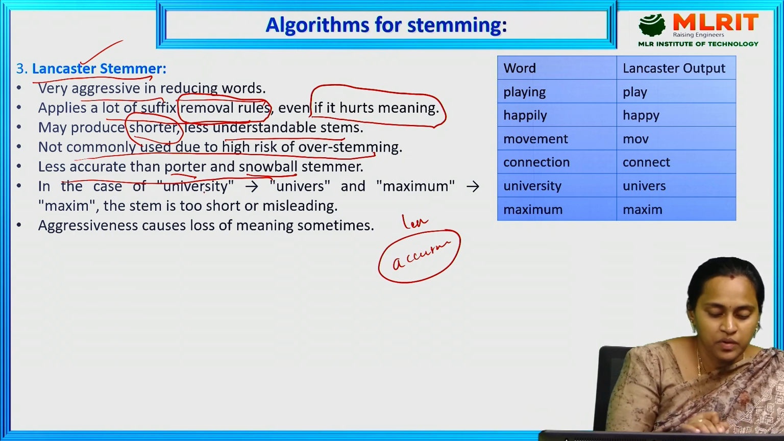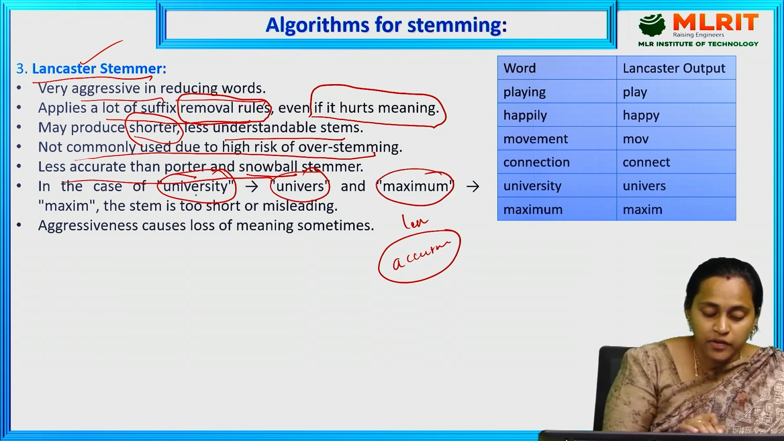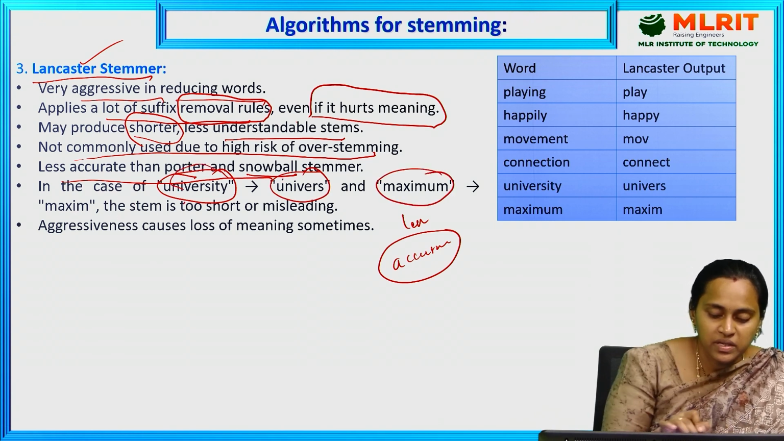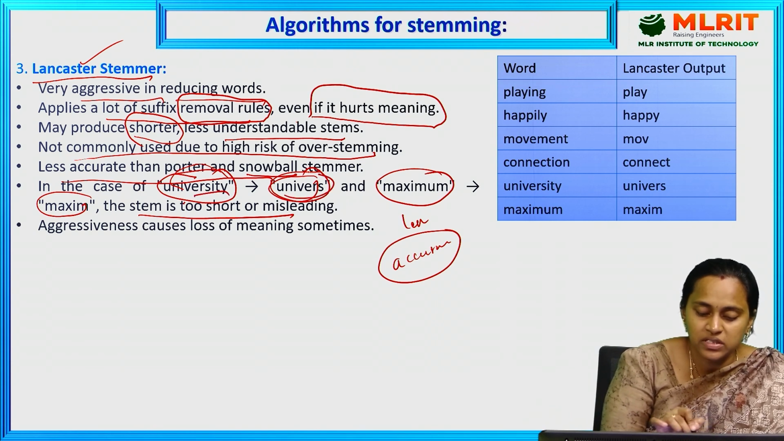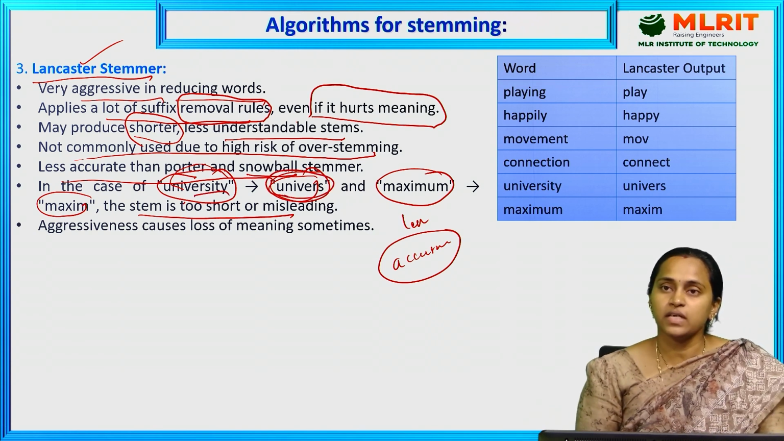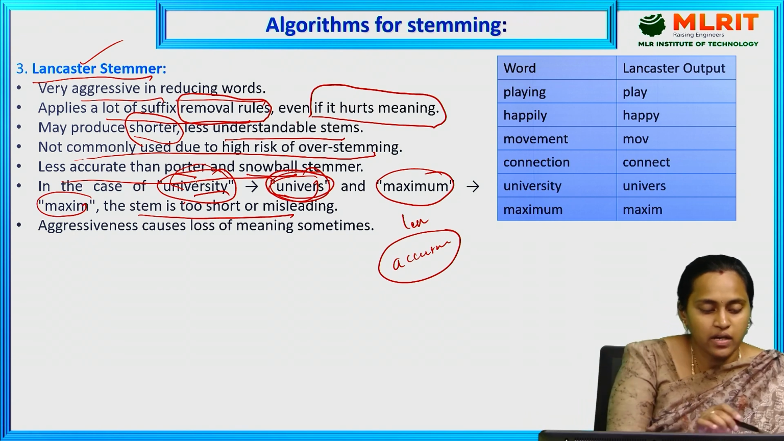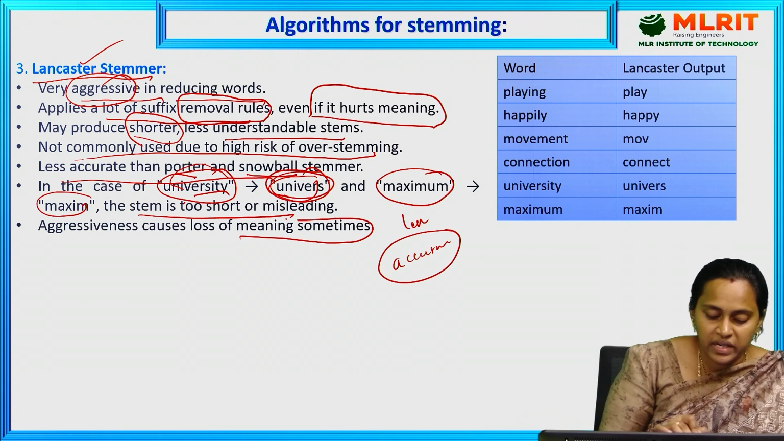See the example here: university becomes univers. By using Lancaster stemmer, university means universe, and maximum becomes maxim. The stem is too short or misleading. Here university, universe, it is wrong. It misleads the sentences. Because it is aggressive, it leads to the loss of meaning sometimes.